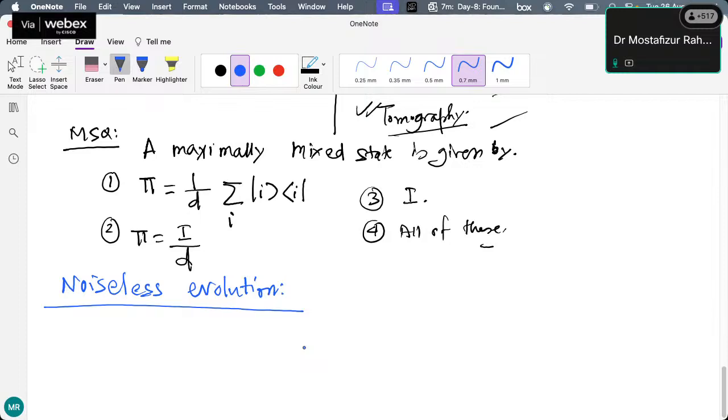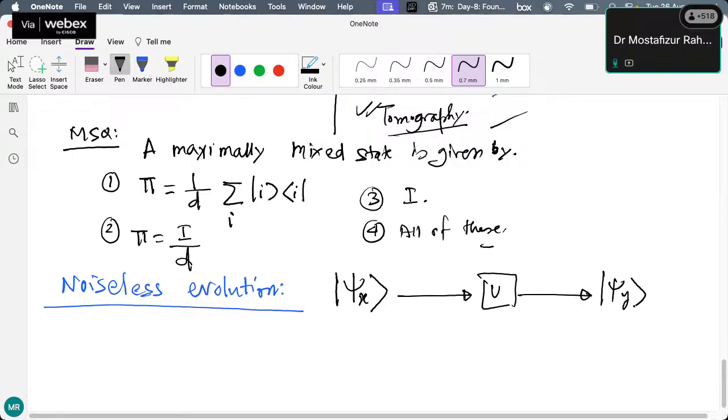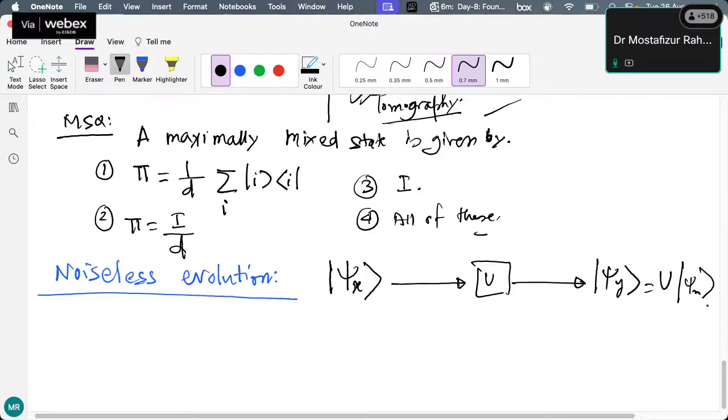So noiseless evolution: suppose we have some input state ket psi x, and it passes through an evolution matrix U, and we get psi y, where psi y is U times this psi x in the state vector representation. Noiseless evolution means there is no noise in the evolution path.